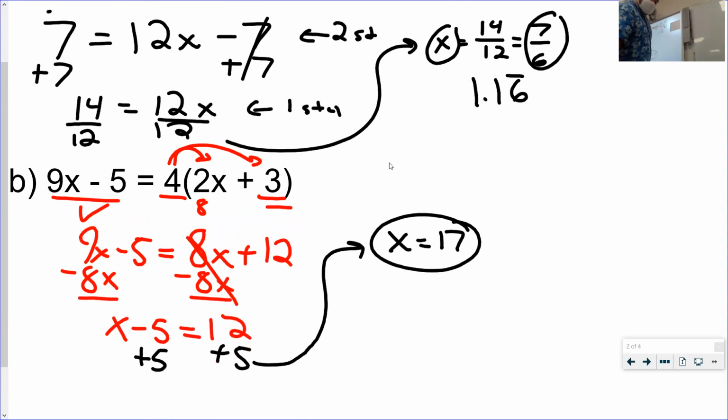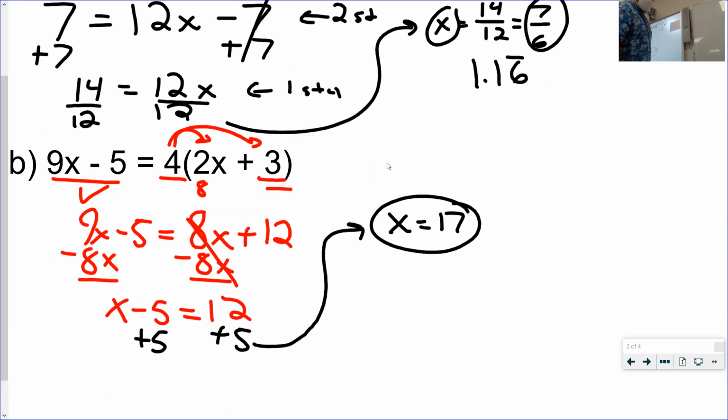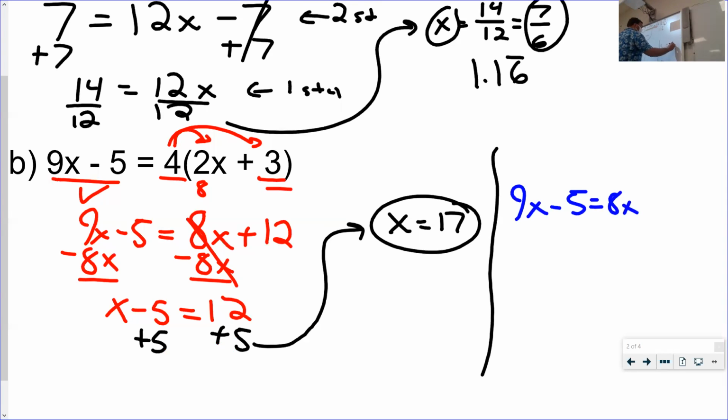I want to show you what happens if you move the smaller x over, or the bigger x over. Now, this is just like a side note. What's really important to know is that if you move the smaller or bigger one, you will still get the right answer. Moving the smaller one is more of a suggestion than a hard rule. So let's see what happens if we move the bigger one. I'm going to rewrite here: 9x minus 5 equals 8x plus 12. I'm going to move the bigger one, which is 9x here, and minus 9x over here.